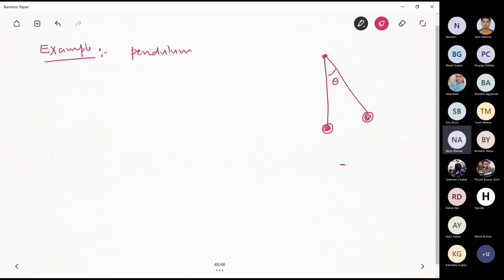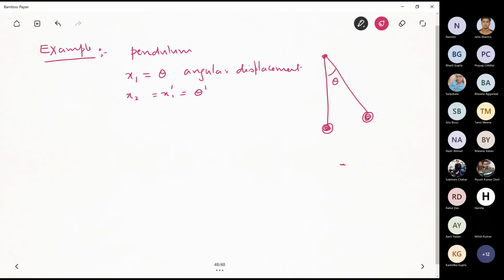Okay, so this is the simple pendulum. So the theta is the angular displacement. Okay, so I will take that as a variable x1, angular displacement, and its derivative is going to be angular velocity. Okay, that is theta prime.